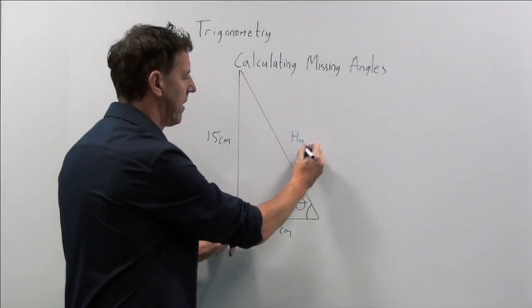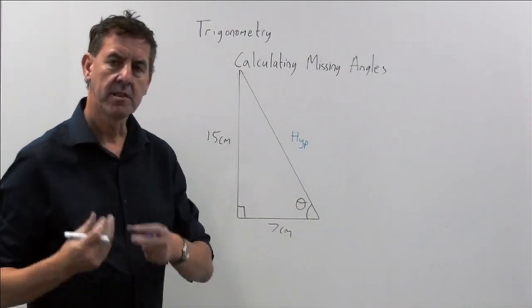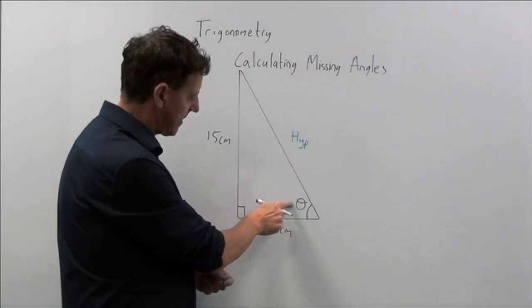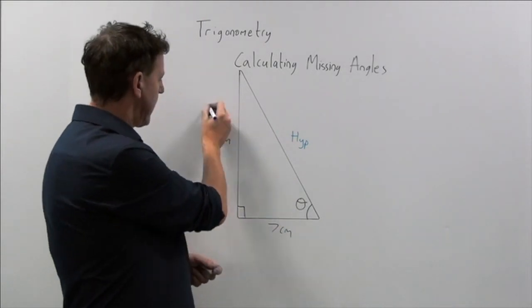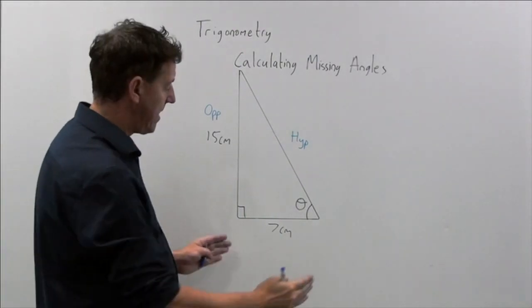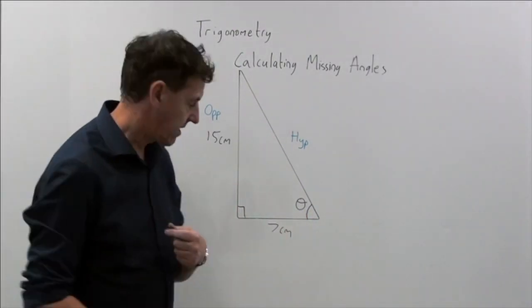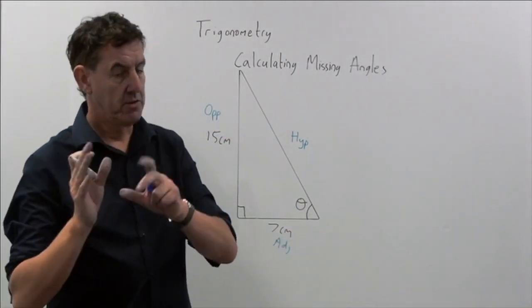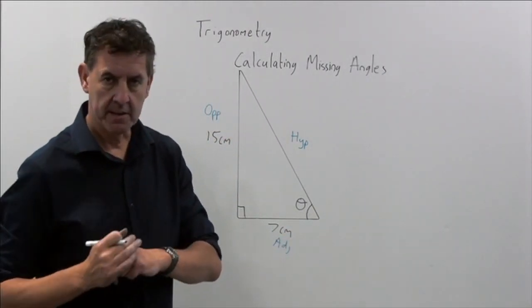Next, the side I'm going to label is the side that's opposite the angle that I'm trying to calculate. There's my angle, and this is the side that's opposite that angle. This leaves me with the side which is next door to the angle, which is the adjacent side. Choose the right ratio and you'll definitely get this question correct.